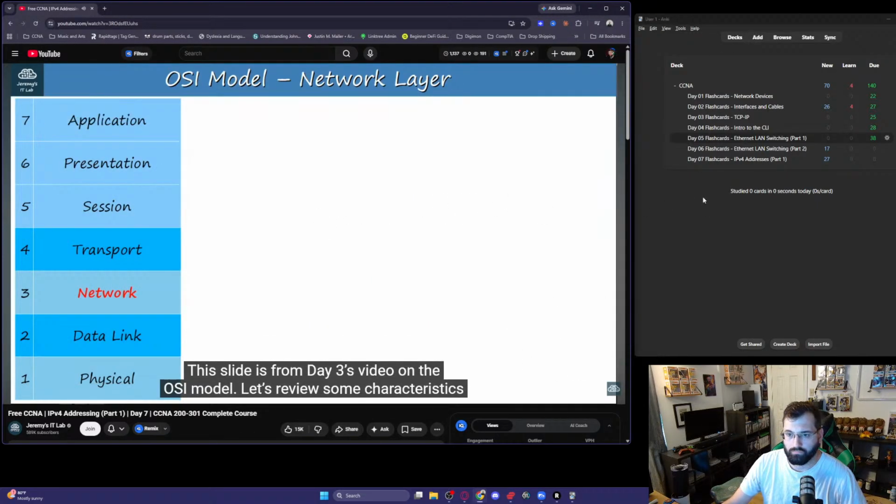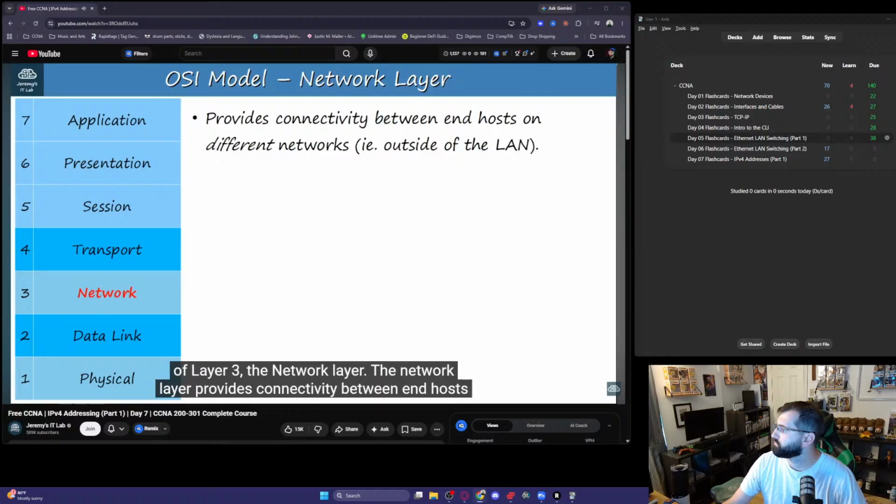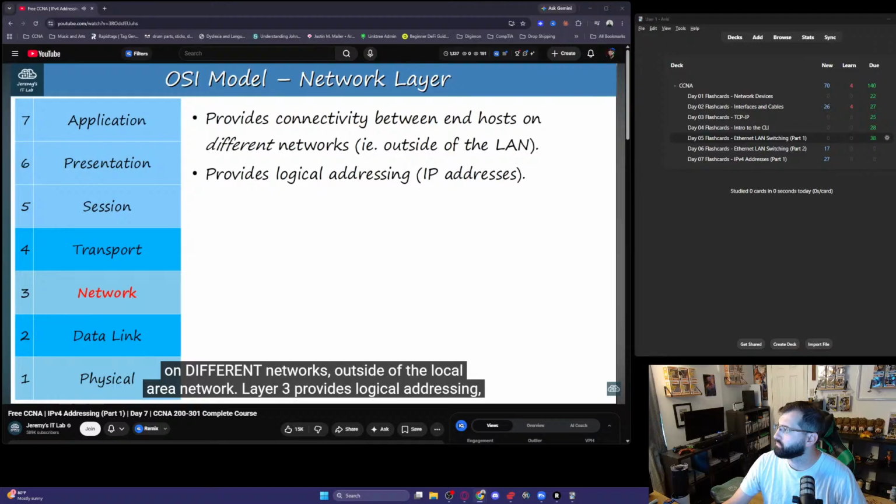This slide is from day 3's video on the OSI model. Let's review some characteristics of layer 3, the network layer. The network layer provides connectivity between end hosts on different networks, outside of the local area network. Layer 3 provides logical addressing, specifically IP addresses. Where layer 2 uses MAC addresses, which are assigned to the device when it is made, IP addresses are logical addresses you assign when you configure the device.